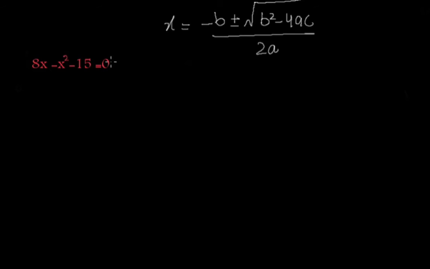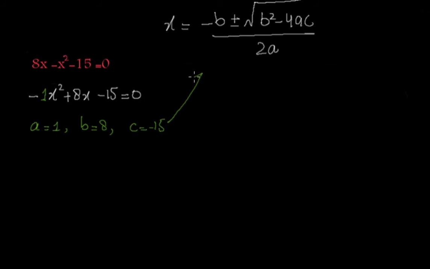Now let's take a look at another example, but this time it's not in standard form. So first convert it into standard form. So the coefficient of the first term is 1 and the value of a is 1, the value of b is 8 and the value of c is -15. So just put the values of a, b and c in this formula.